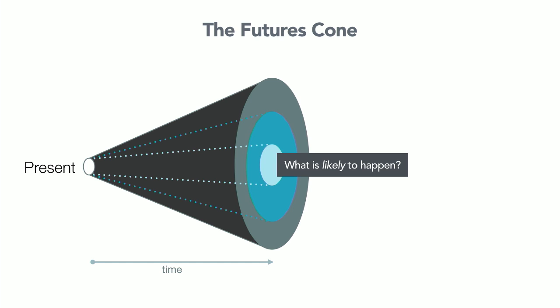So in the middle, what is likely to happen? There are things that we can actually predict are likely to happen. Overpopulation, disease, terrorism. I know it's kind of grim, don't worry. And then on the outskirts, the plausible, what could happen? Now, these are the areas we'd like to play in speculative design to figure out what are the alternate futures that we might have to face.